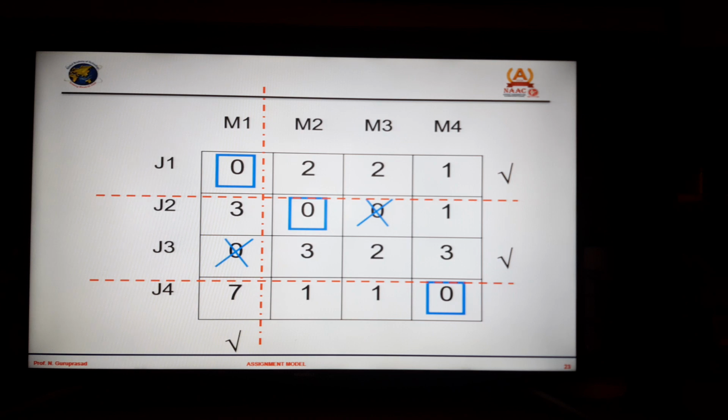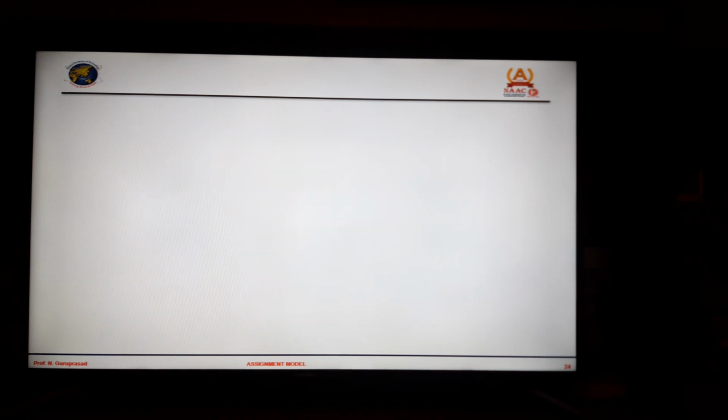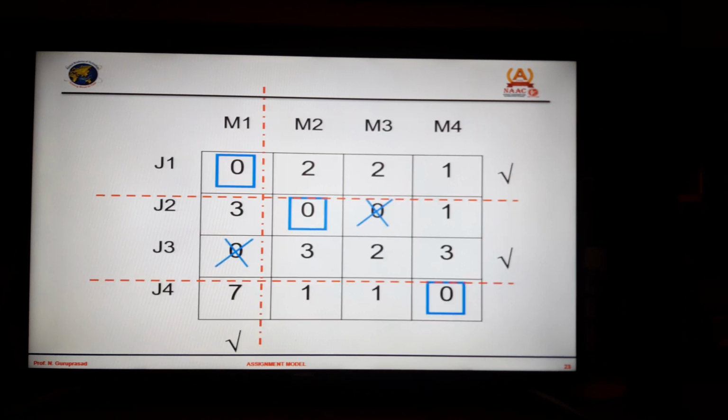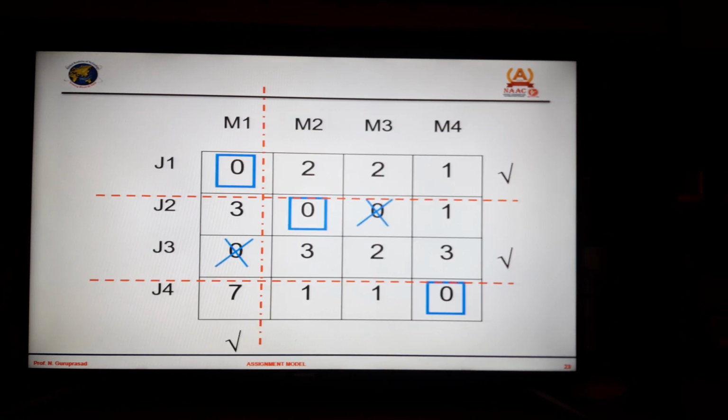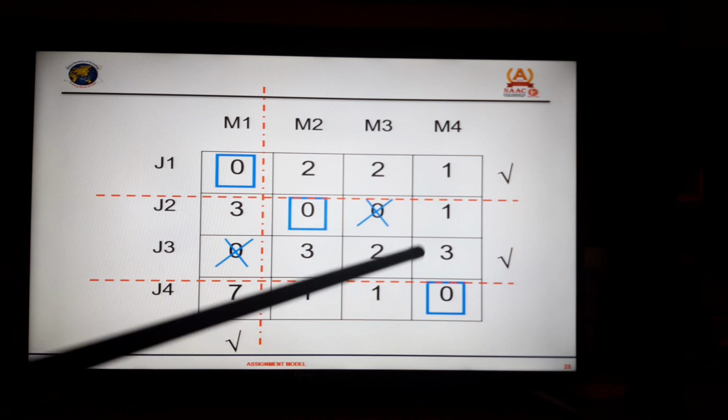You remember, we did something called delta j greater or equal to 0. Similarly, we have to proceed for optimality even in the assignment problem. And you know that we call it iterate towards optimality. So in this step, iterate towards optimality, in the latest obtained matrix, you need to find the minimum value in this matrix where a line is not passing. Please understand. You have to find the minimum element in this matrix where a line is not passing.